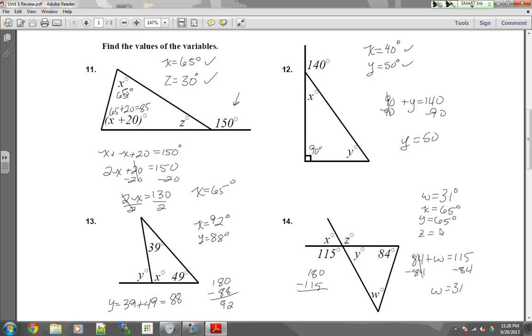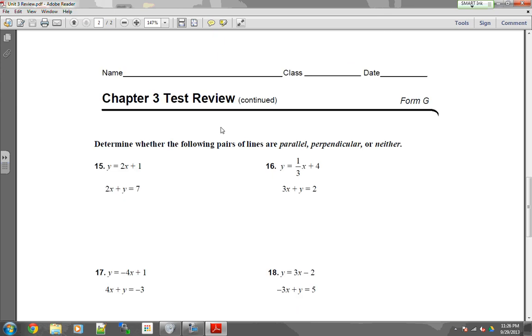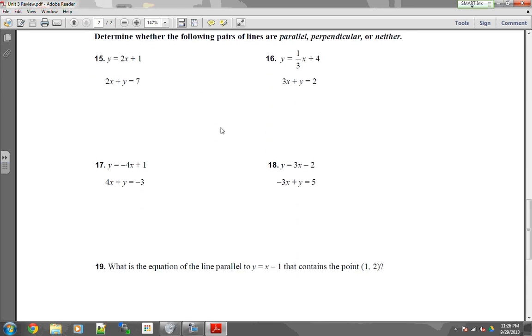All right, moving right along. Determine whether the following pairs of lines are parallel, perpendicular, or neither. So the easiest thing to do here is remember for parallel, the slopes are equal. For perpendicular, they're opposite reciprocals. And for neither, they're neither opposite reciprocals nor equal.